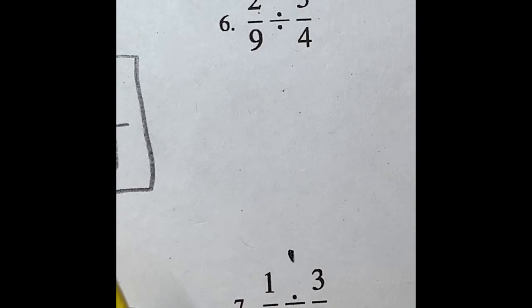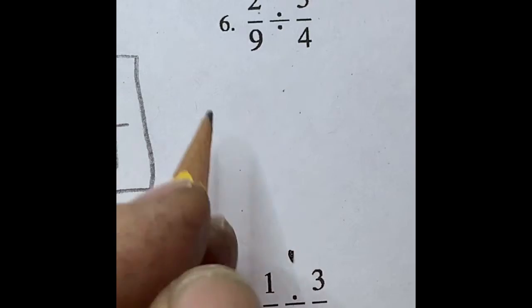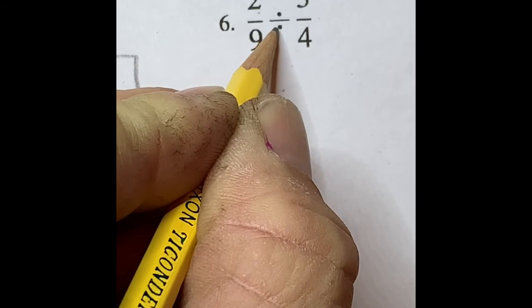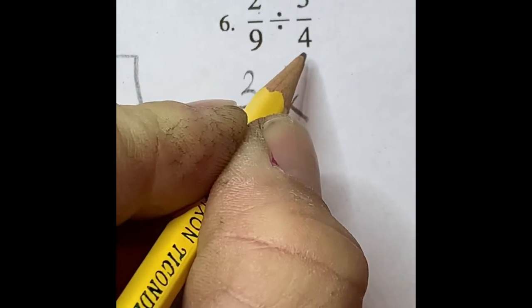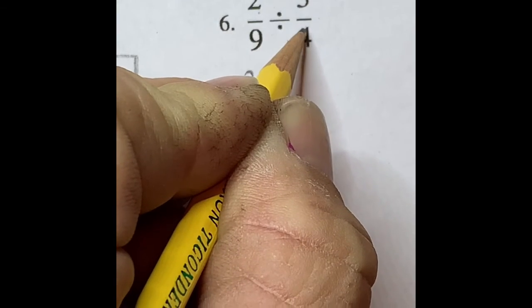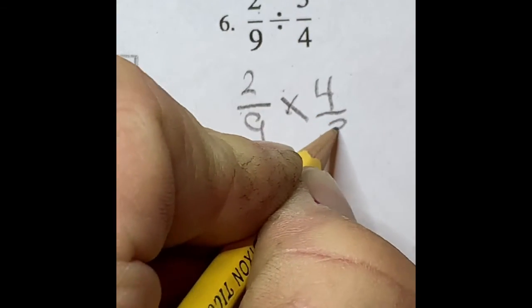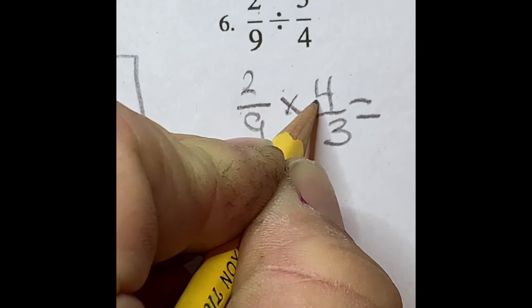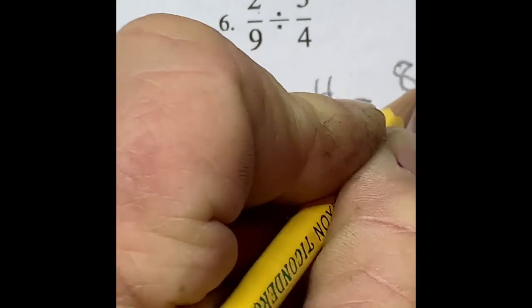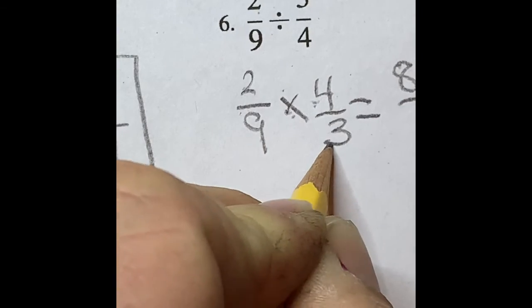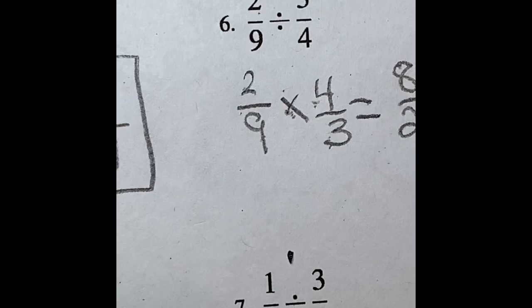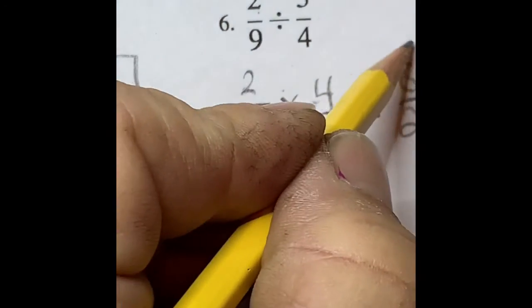All right, number 6. Peg, let's try to do this. What's the first thing we're going to do, Peg? We're going to keep the 2/9. So keep the 2/9. And then what do we do with the division? We change it to multiplication. And finally, keep, change, flip. 3/4 to 4/3. So now we're looking at 2 times 4, or numerator times numerator. 2 times 4 is 8. And denominator times denominator, 9 times 3 is 27. 8/27.